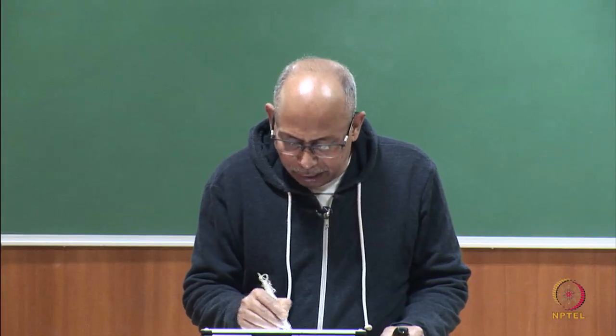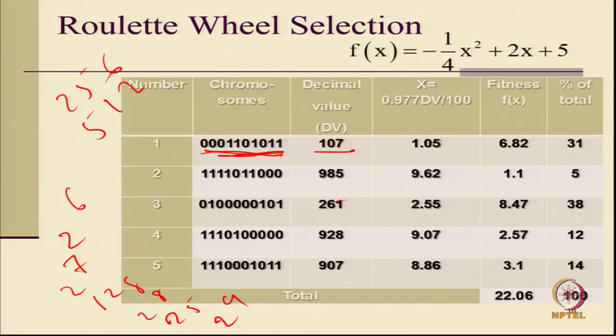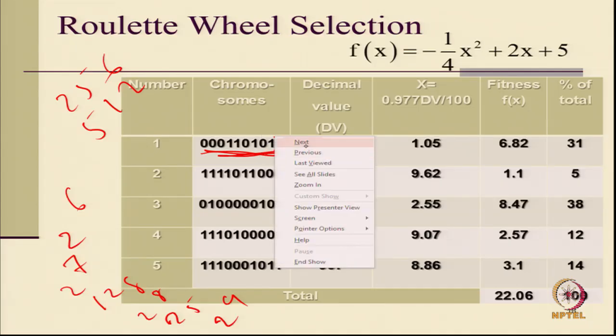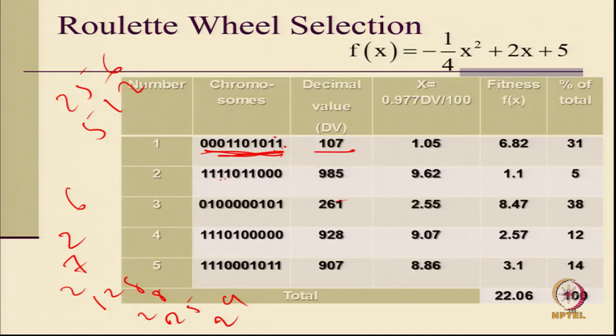So, this is just an example. Now, if you take this value, how much would it be? It would be 2 to the power 0 into 1 plus 2 to the power 1 into 1 plus so on; if you add this up, you convert this binary into decimal, you will get 107. Similarly, if you convert this, you will get 985, 260, and so on. Anyway, we can look into this again if required. Now, x is defined in my objective function or fitness function, x is defined as 0.977 decimal value divided by 100.